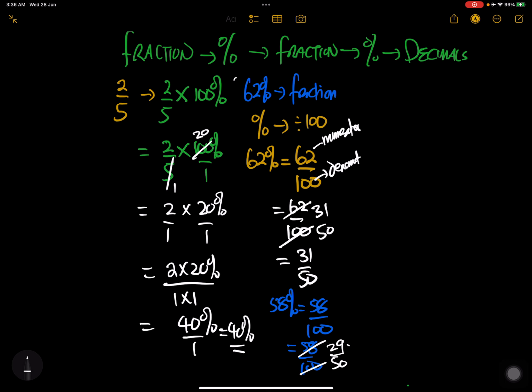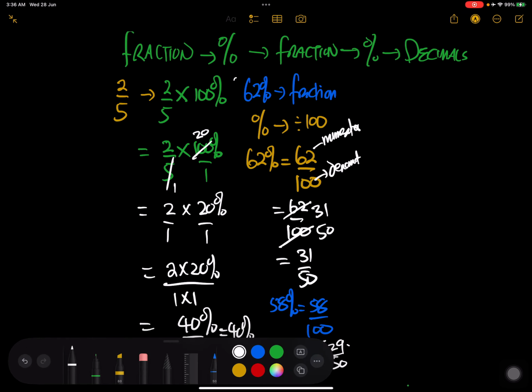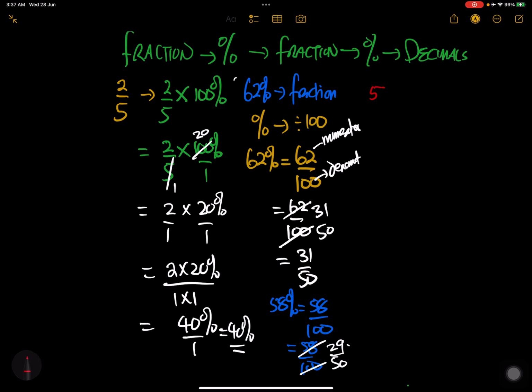Now what if we are given a percentage and they want us to convert it to a decimal, or a decimal to a percentage? So remember, let's say we have 53% and want to change this to a decimal. First, we convert to a fraction. We're going to get 53 over 100.